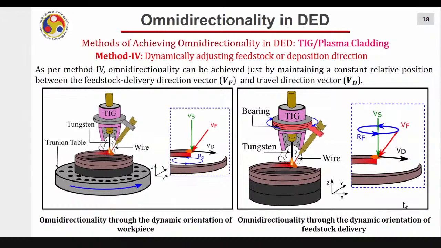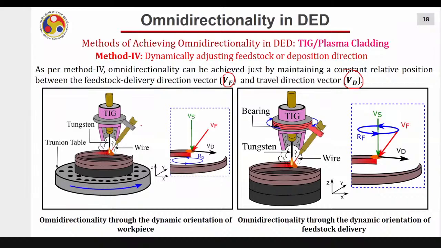The fourth solution, which I have seen in additive manufacturing more popularly, is dynamically adjusting the feedstock or deposition direction. So there are two ways. As per this method, omnidirectionality can be achieved by maintaining a constant relative position between the feedstock delivery vector Vf and the travel vector Vd.